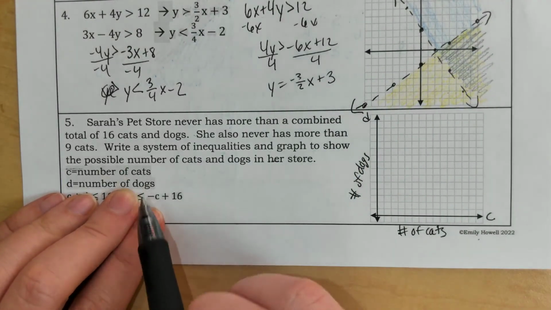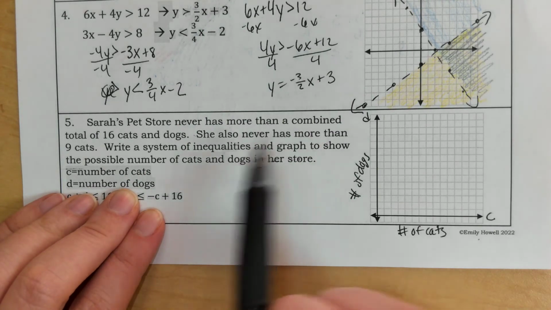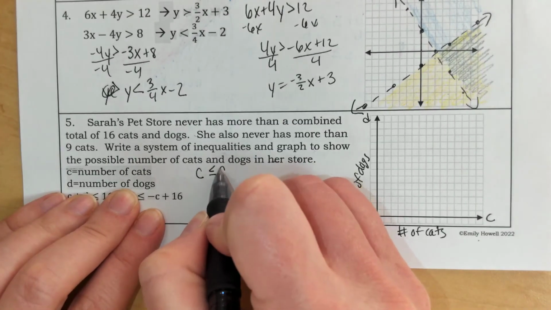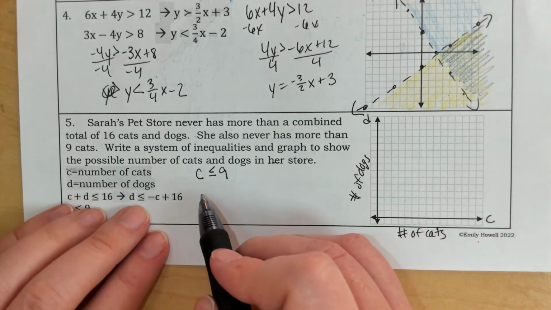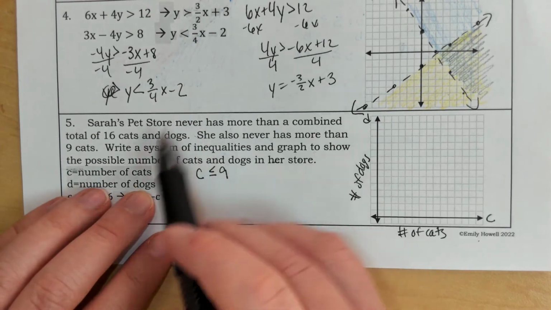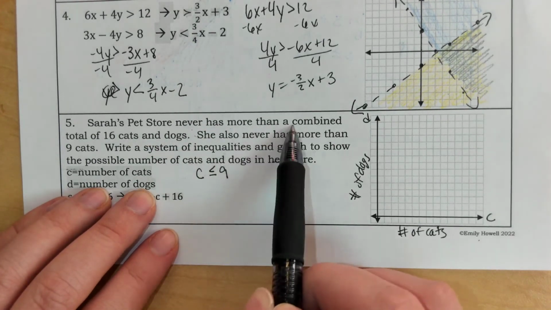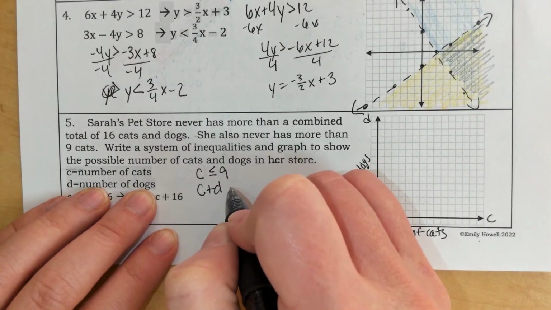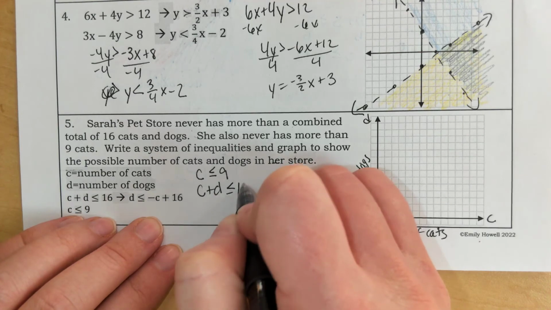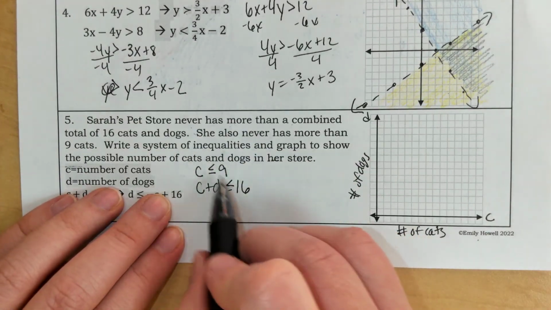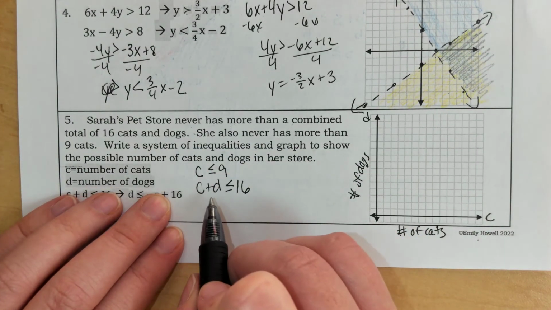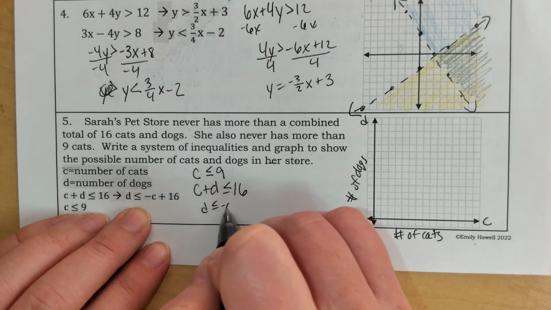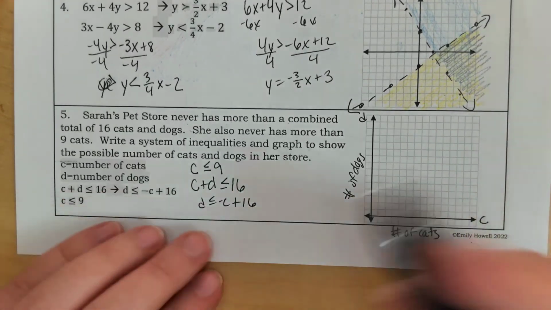Okay, and I have two different things here. So first off, she never has more than 9 cats. So the number of cats has to be less than or equal to 9. Okay, so that's my first inequality. The second one here is that she never has more than a combined total of 16 cats and dogs. So C plus D has to be less than or equal to 16. Now, if I want to get these ready to graph, I would convert this, which I've already done here. I would subtract the C, and I end up with D is less than or equal to negative C plus 16. So I can graph this.